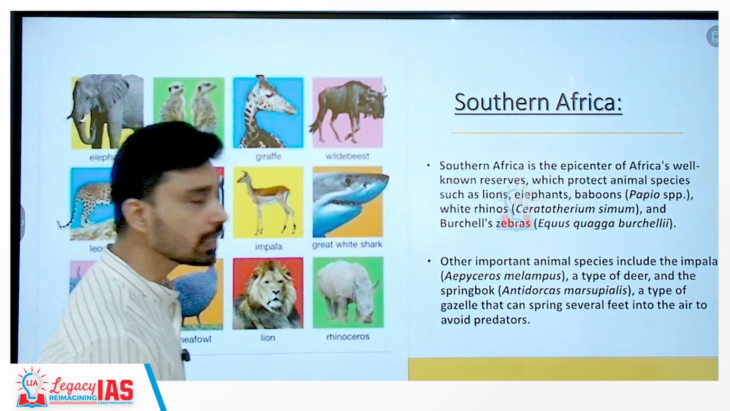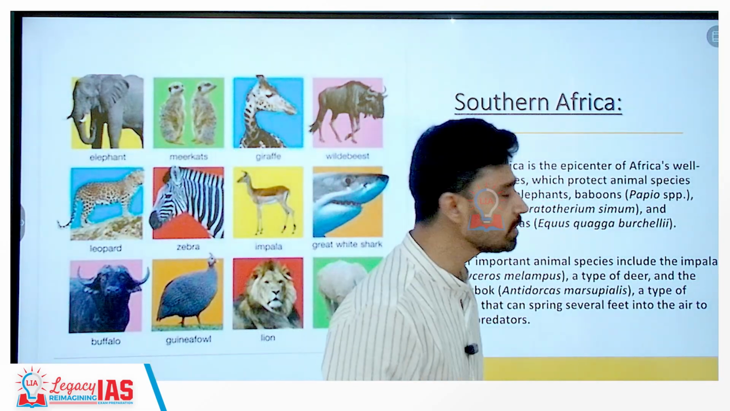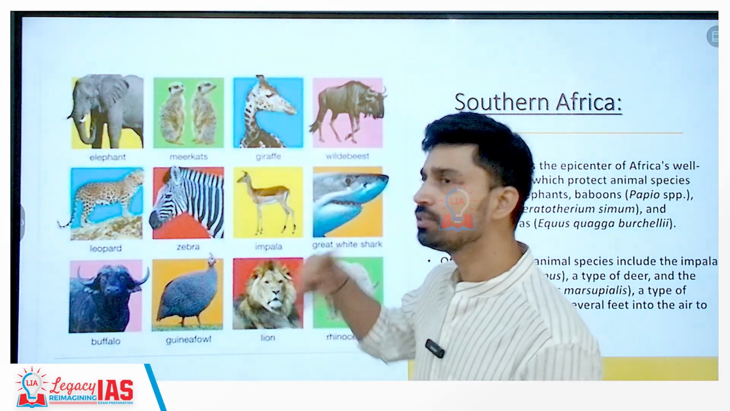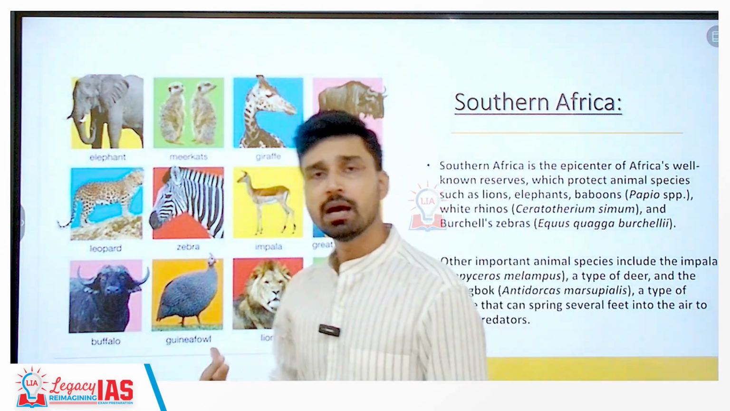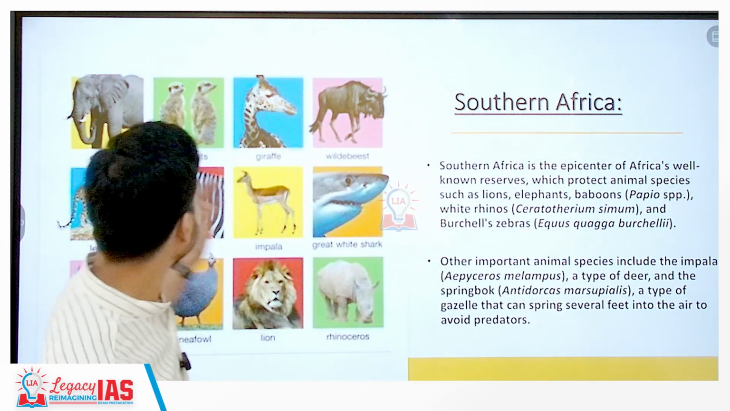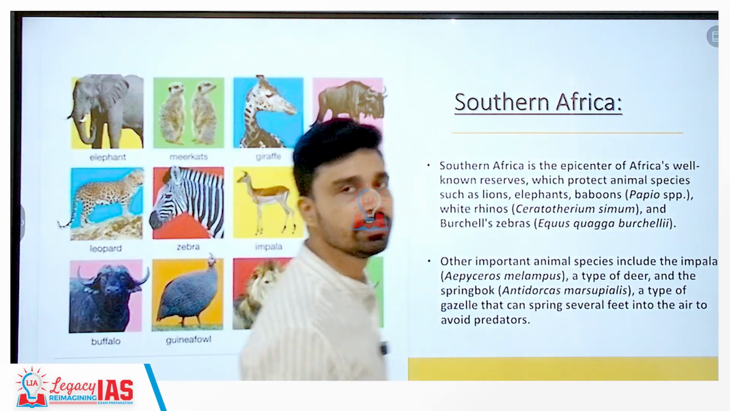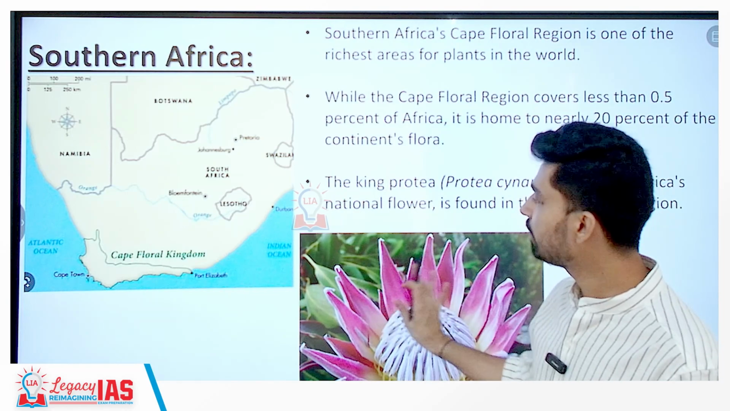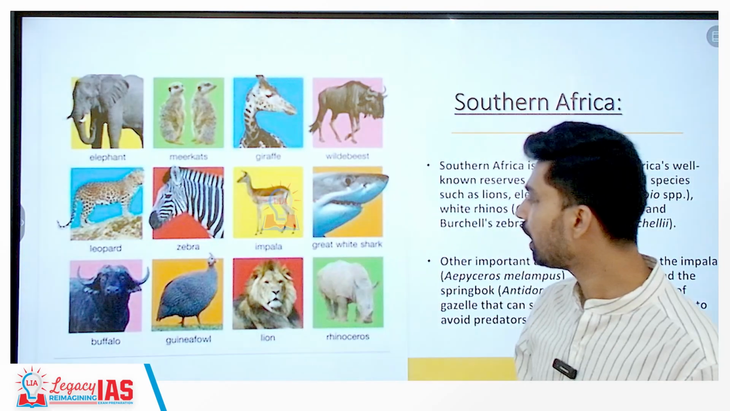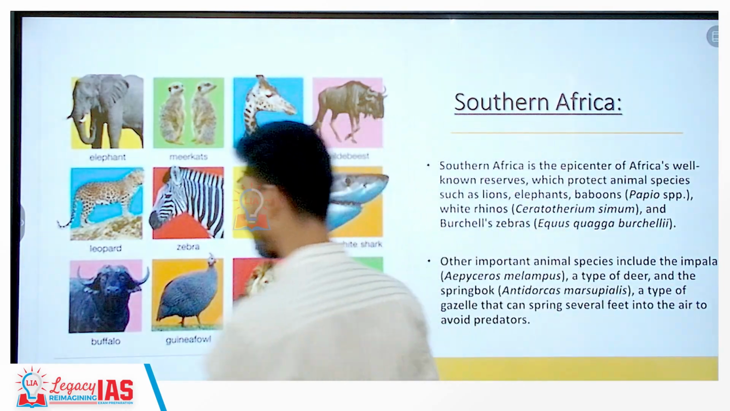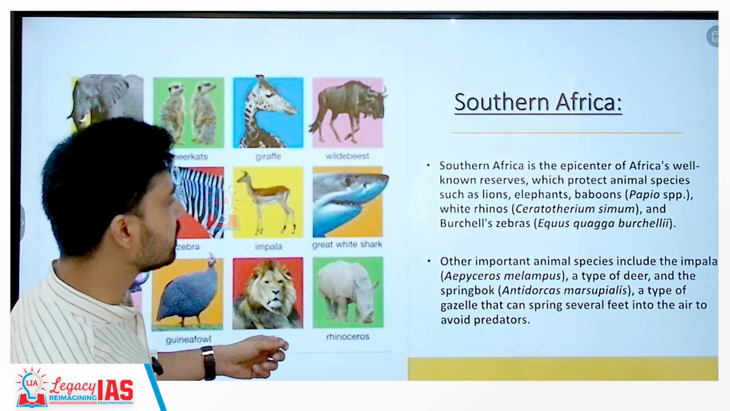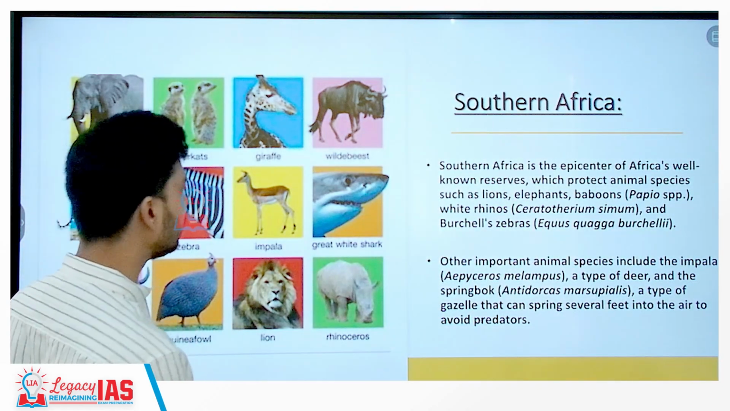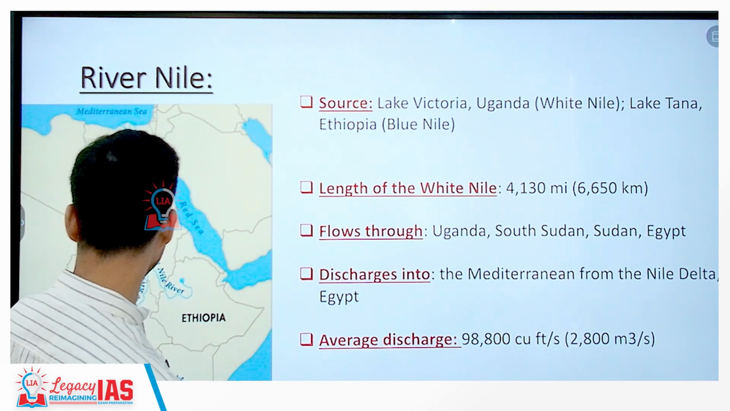If you take a look at the animal species, a similar kind of animal species that you see in the savanna regions are found here as well. These are elephants, meerkats, then you have giraffes, wildebeest, great whales, shark as you can see from here. Then you have impala, lion, rhinoceros, guinea fowl, buffalo. So all the major animals you can see are found in the Cape Floral region as well.